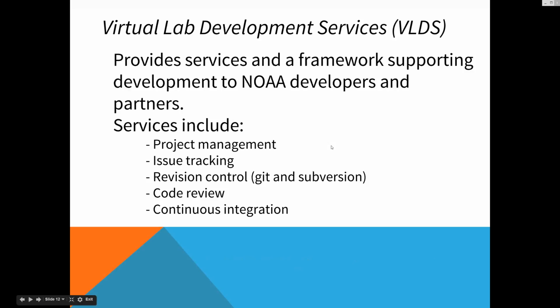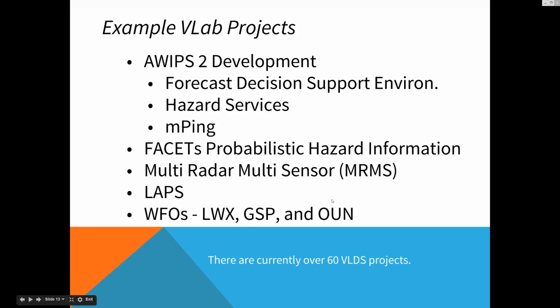So on the development services side, we're focused on development for developers and partners. It doesn't have to be software development per se. There are examples of projects, and this comes up during most of these presentations. So if you have a project and you're doing requirements gathering and definitions, you might find that the VLab development services and that Redmine software is very beneficial to you. It does offer issue tracking, revision control, as I said, and then the code review and continuous integration.